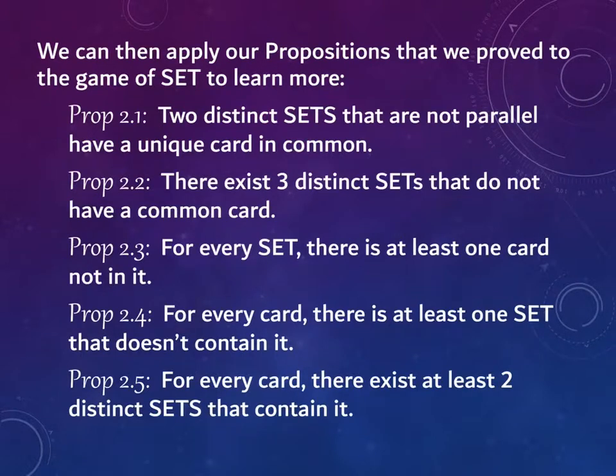Proposition 2.4, for every card, there's at least 1 set that doesn't contain it. There's lots of sets that don't contain it, right? Yeah. Proposition 2.5, for every card, there exist at least 2 distinct sets that do contain it. Now that one's a little bit more difficult to sort of picture in our mind because when we pulled it from the board, we eliminated the possibility, right?